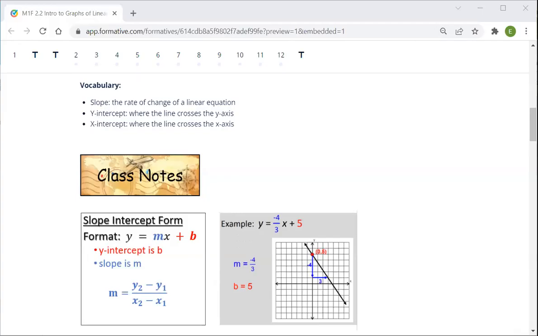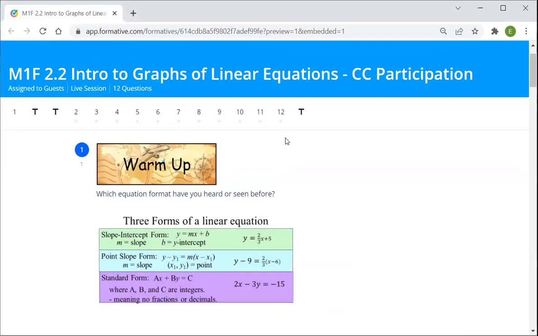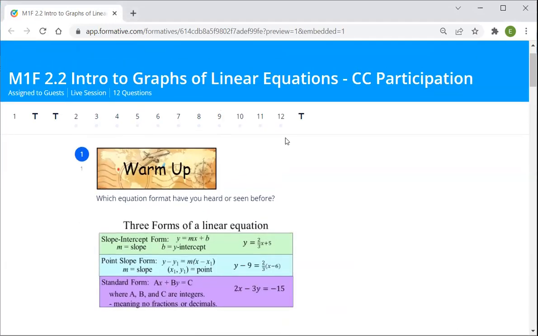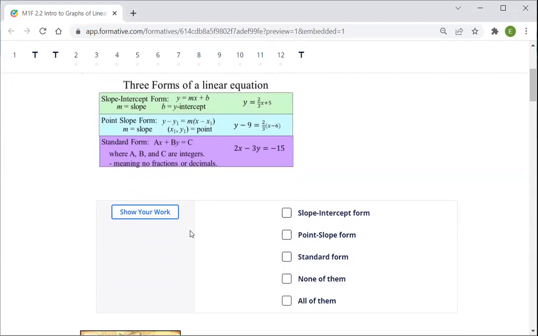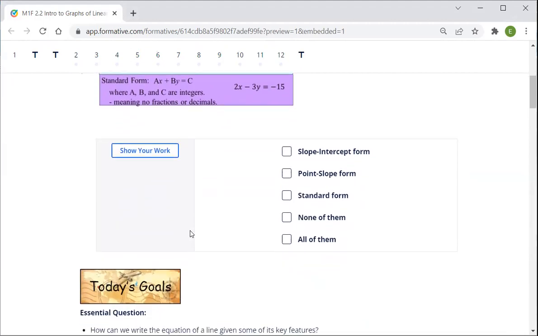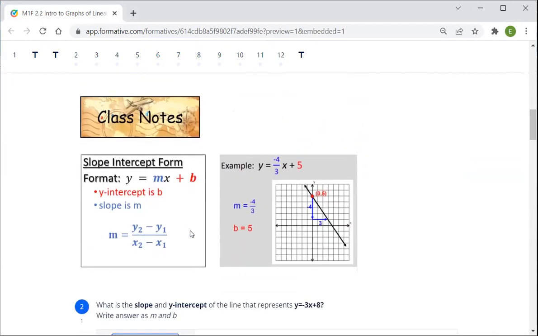Hey guys, today we are going to work on 2.2, finding graphs of linear equations. The warm-up question is just an opinion. Which format of the equation have you heard of before? I provided 3 of the forms for you, so go ahead and tell me which ones you've heard before. You should have at least heard of one of them before.